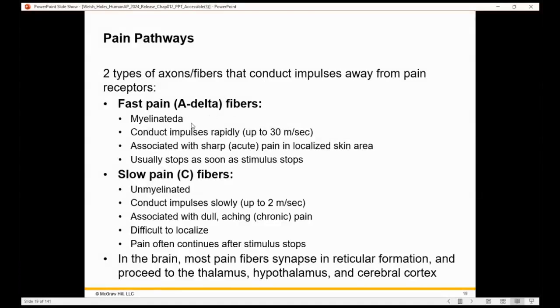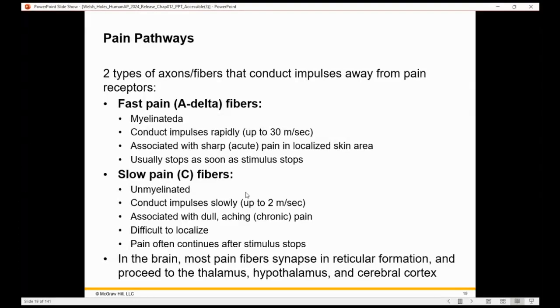Fast pain or A delta fibers, they're myelinated. And they conduct impulses rapidly, up to 30 meters per second. They're associated with sharp or acute pain in localized skin areas, and they usually stop as soon as the stimulus stops.